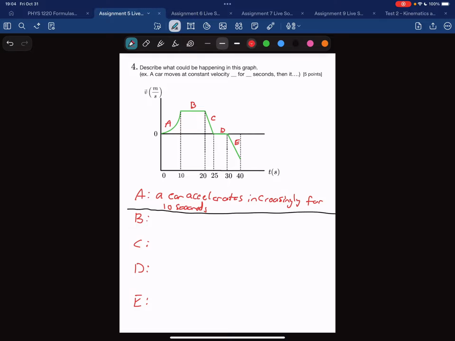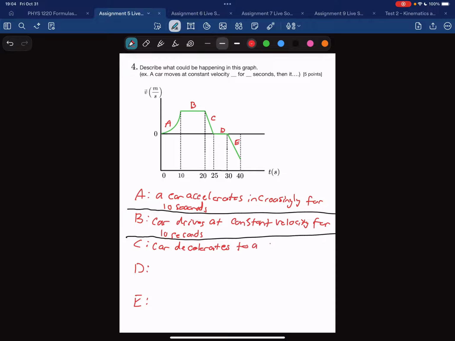B. The car drives at constant velocity for 10 seconds. Excuse me. Part C. Car decelerates to a stop over 5 seconds.